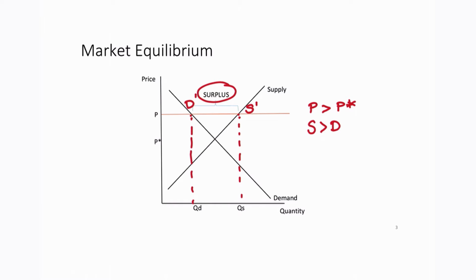Therefore, to get rid of that surplus, what needs to occur is to have downward pressure on the price so that as the price falls, we have a movement along the supply curve and a movement along the demand curve to a point where demand is once again equal to supply. So to get rid of a surplus, we need to have downward pressure on the price.